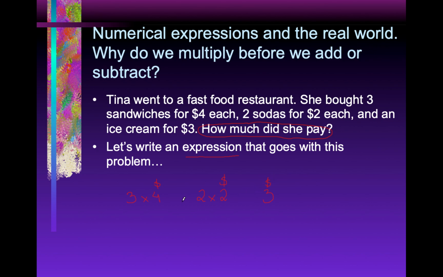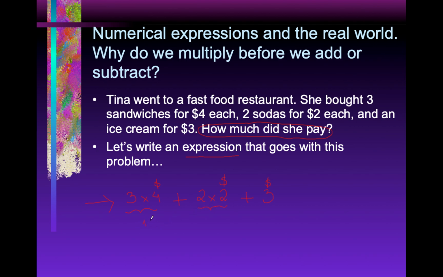And if I want to find the total, it makes sense for me to add these amounts. So notice that I haven't actually done any math yet. I'm just showing with an expression what the problem is telling me. And this is now a numerical expression that translates this problem. And again, notice that it doesn't make sense for me to do my additions first. It makes sense for me to do all my multiplications to find out how much she paid for each item.